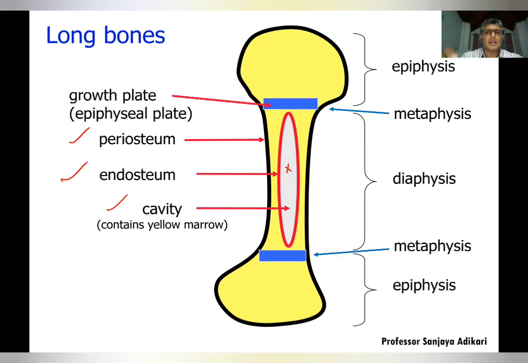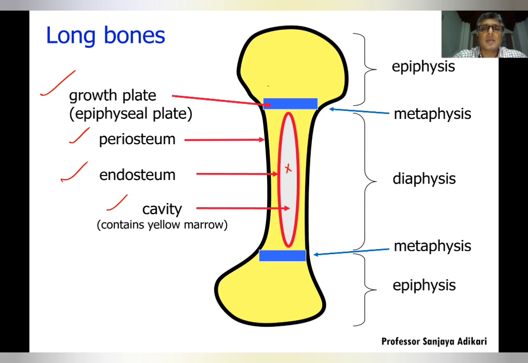And then on either side, between the epiphysis and diaphysis, you get what is called the epiphyseal plate. It is also called growth plate because that is the place where you get the growth of the long bone in length. When a child grows up, the height goes up due to growth at the growth plate level. That's why you call it growth plate. It's hyaline cartilage, another example of hyaline cartilage.